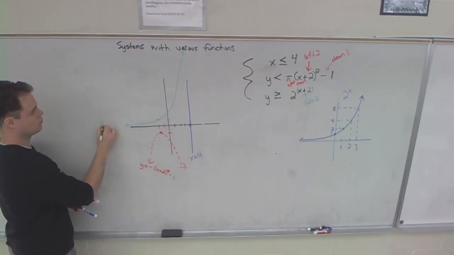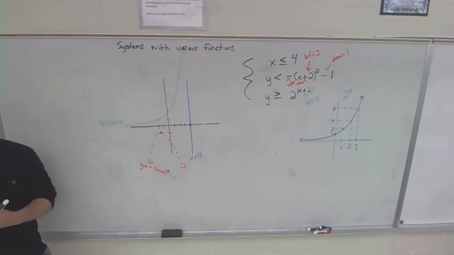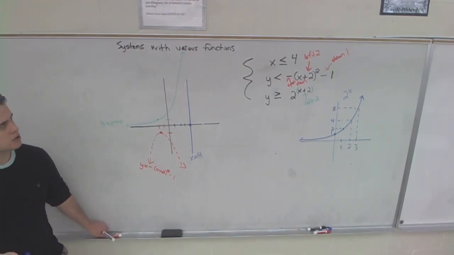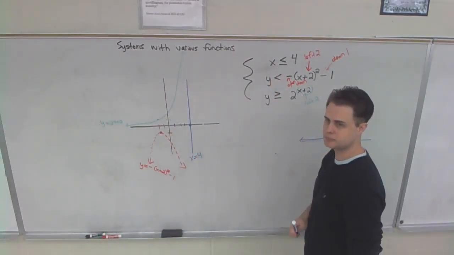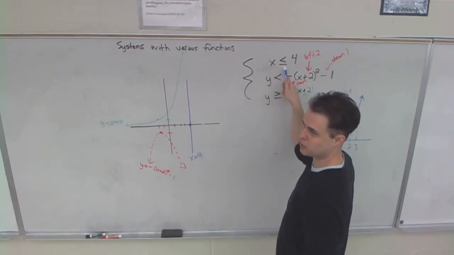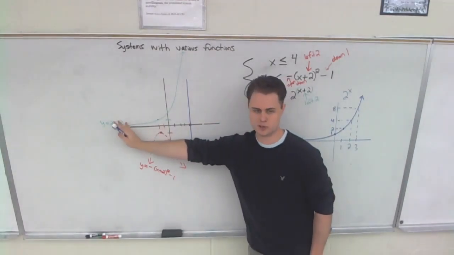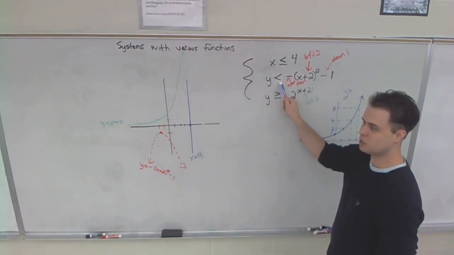So to shade the overlap in blue. So one at a time. Should I shade left or right from the 4? Do I want things bigger than 4, x-wise, or smaller than 4? Smaller than 4 things are over here. For the parabola, should I shade above or below it?